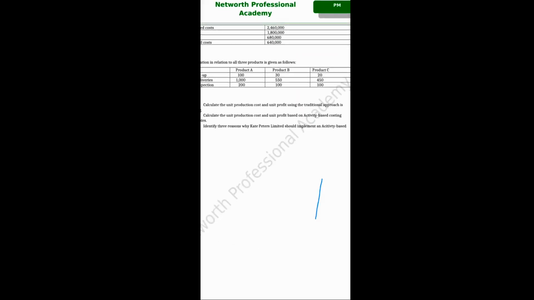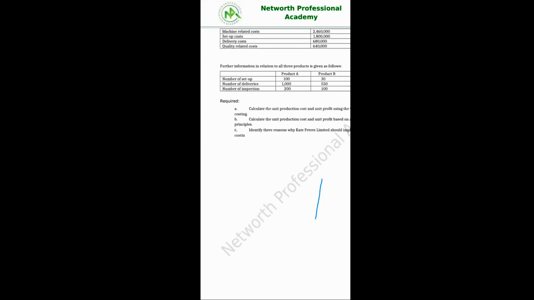The overhead will now change. You are now going to use individual cost driver. Now look at machine-related cost. That means machine-related cost, we are going to use machine hour. Setup cost, we are going to use number of setup. Delivery cost, we are going to use number of delivery. Quality related cost, we are going to use number of inspection.